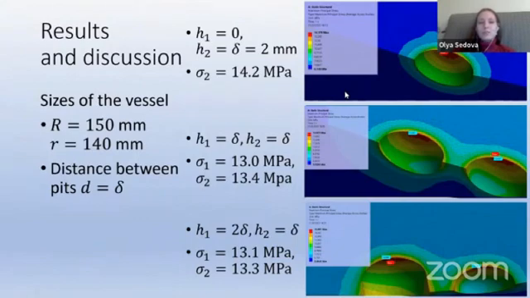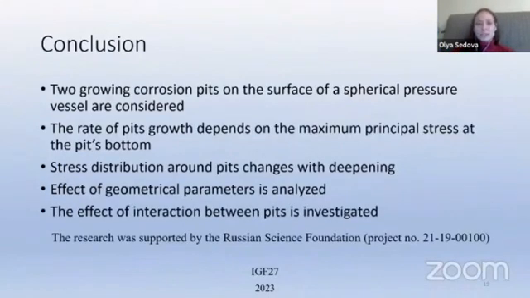So we had our expectations that the distance between pits would have a big effect on the stress state of the shell, and another expectation that the size of the shell would have a big effect on the corrosion rate and on the stress state of the vessel too. But it appeared that for our considered parameters, we didn't see it.